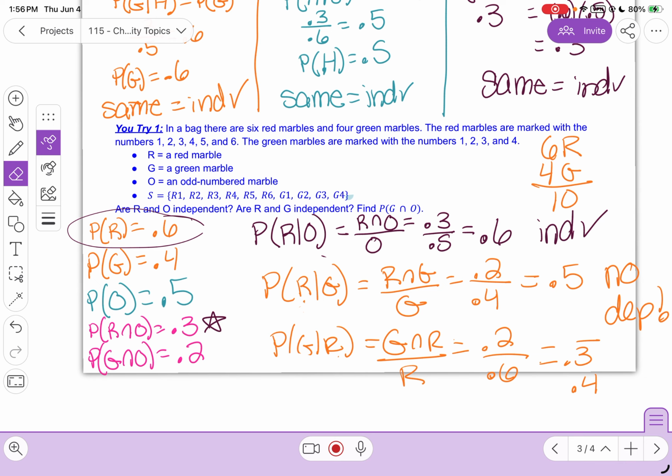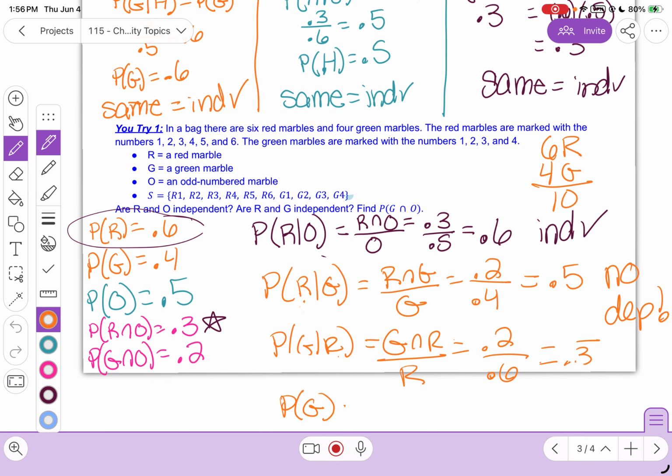And then if we multiply them together, probability of G times probability of R is 0.6 times 0.4, which is 0.24. That does not equal 0.2. So all three of those ways show that no, it's dependent because none of those are the same. So hopefully you can see that you don't have to do all three. You can pick one and it'll automatically show you it's the same or different.